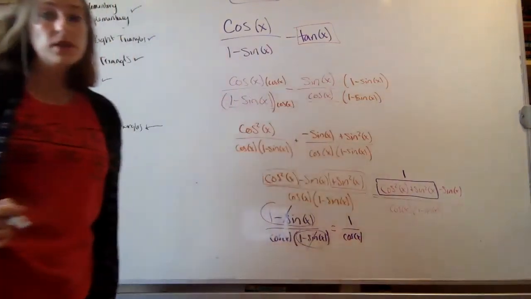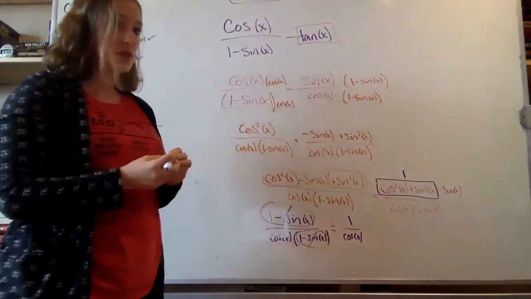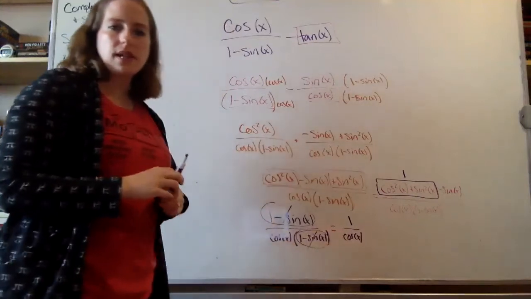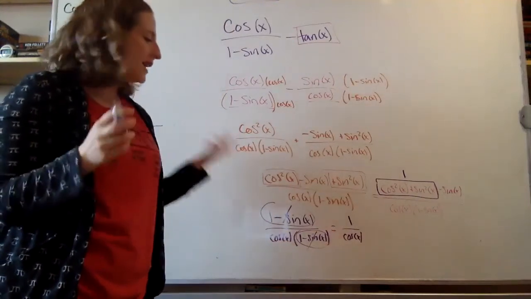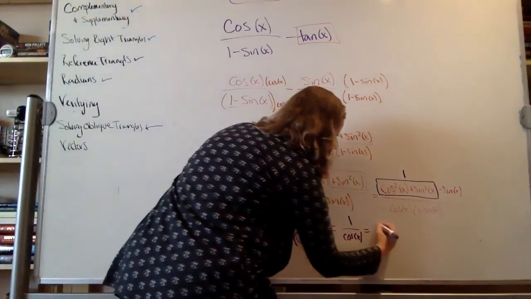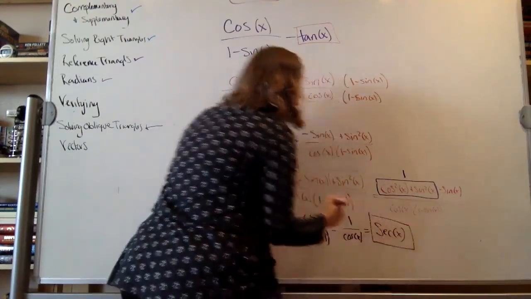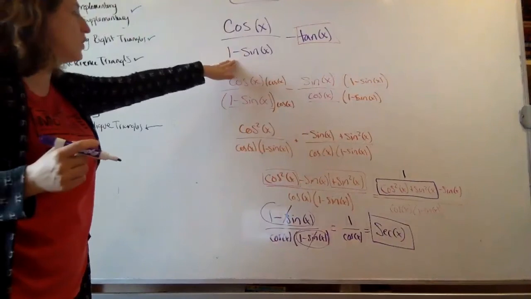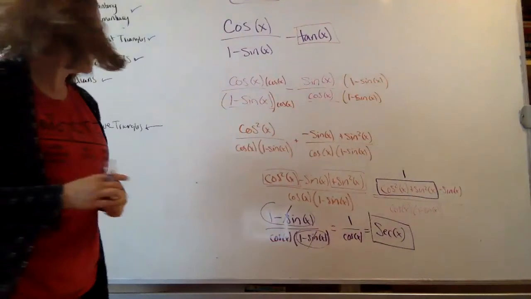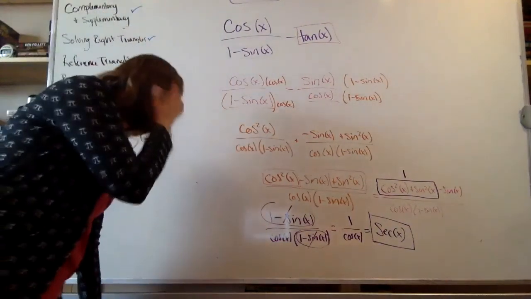That's really close to a final answer, except remember we didn't want any denominators. We didn't want any quotients, anything in fraction form. How can I change 1 over cosine to something that doesn't involve a denominator? Well, think about your reciprocal identities. 1 over cosine is the same thing as secant. Now it doesn't get much simpler than secant, so that is my final answer. I simplified this, cosine of x over 1 minus sine of x minus tangent of x, to just secant of x. Pretty awesome, okay? All right, so that's verifying and simplifying.